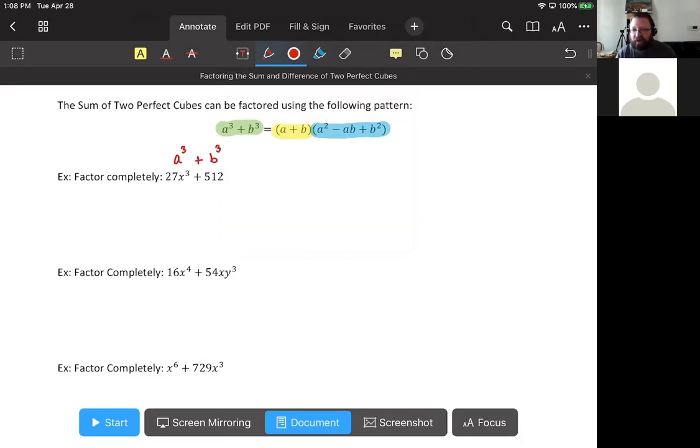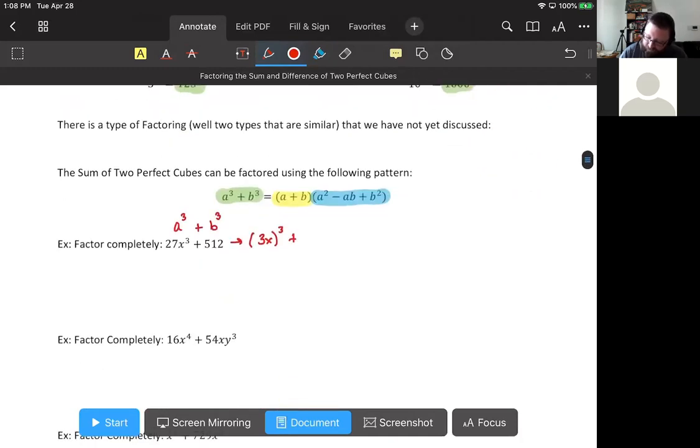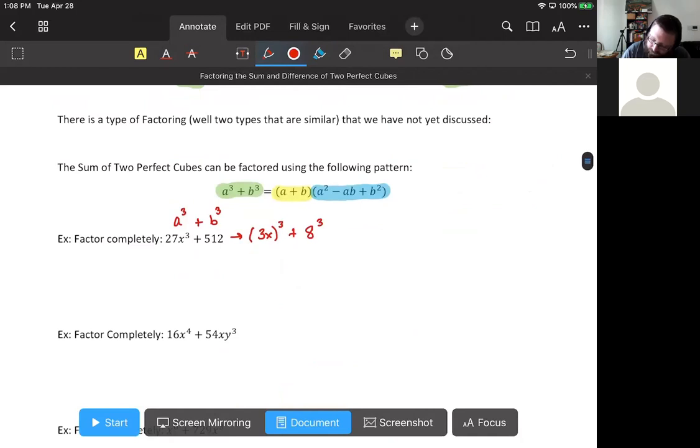Okay? 27x to the third plus 512. Well, 27x to the third is 3x cubed. And 512, if we look up above, is 8 cubed. So you can see how that matches our pattern in that A would be 3x and B would be 8. So that will factor into A plus B times A squared minus AB plus B squared.